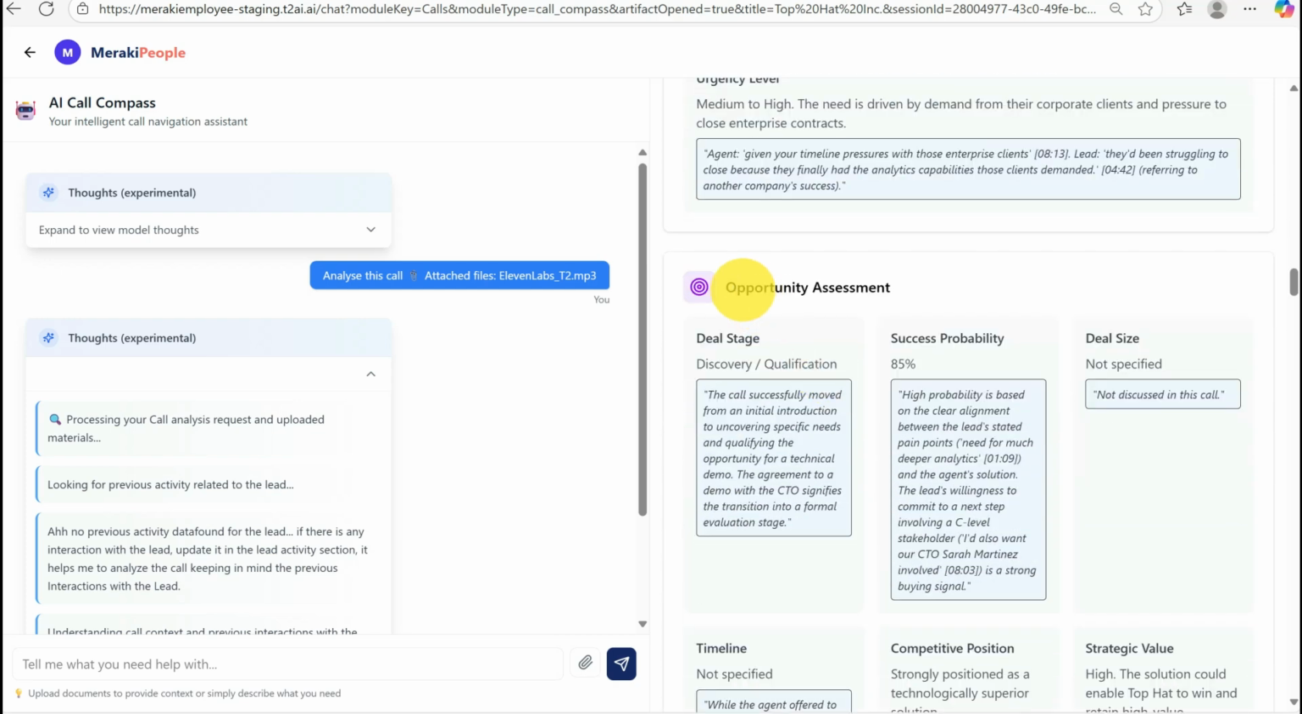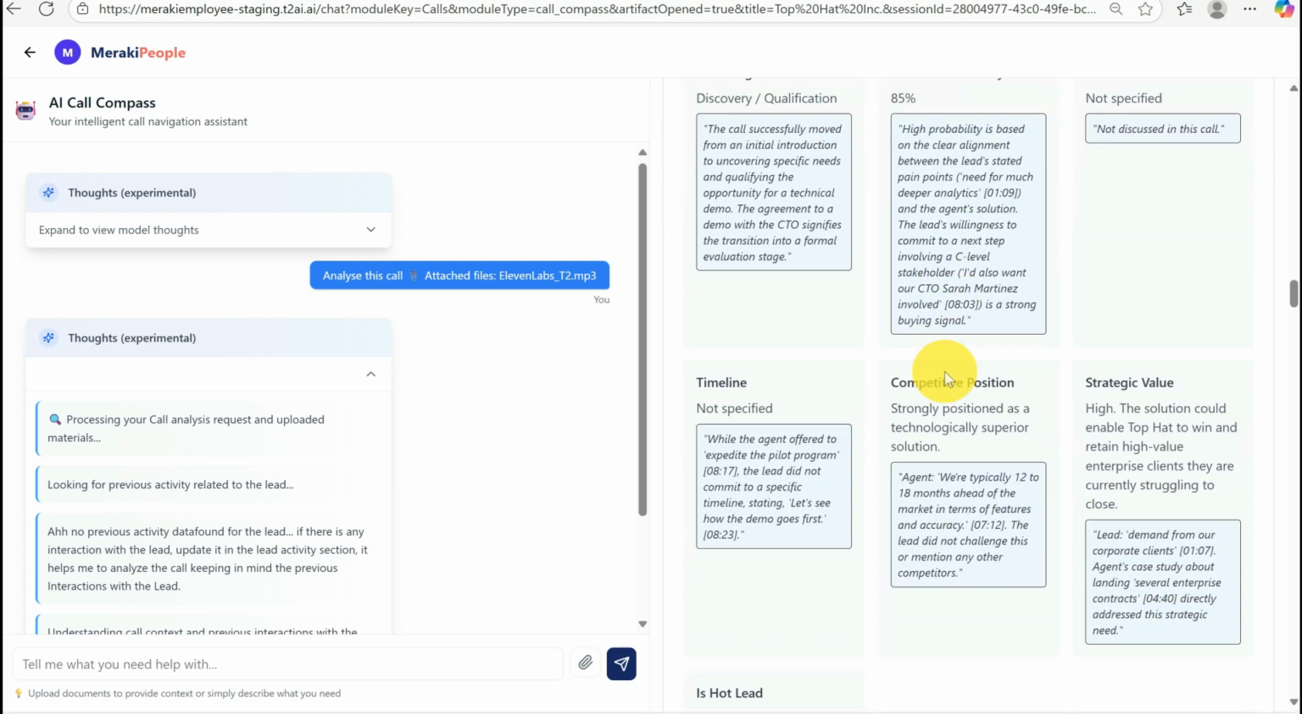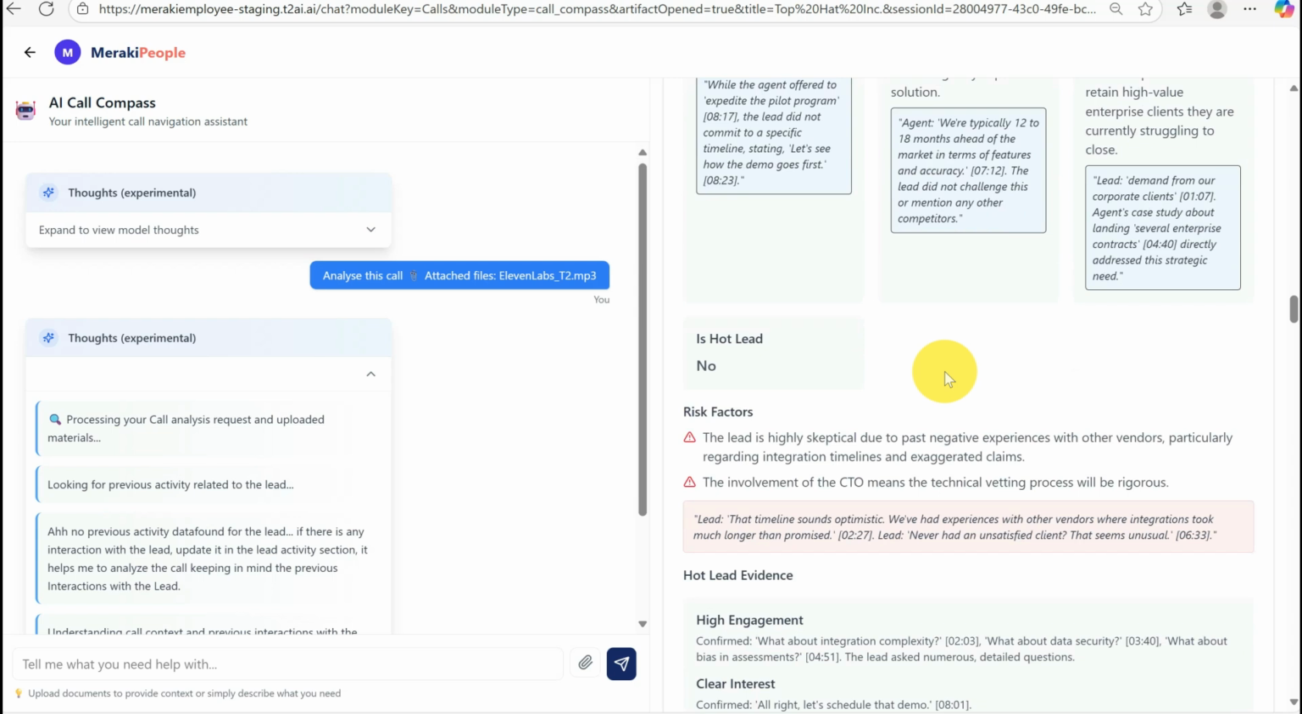At the same time, there is an opportunity assessment section where the deal stage is understood. What is the success probability? What is the competitive positioning? The timelines, if there is any specification. A very significant section is whether this is a hot lead or not, and if it is not, why? Because the lead is skeptical due to past negative experiences with other vendors, particularly regarding integration timeline. So this is not a hot lead because we have to actually address it over the next interactions.